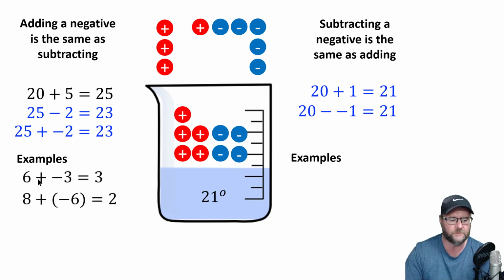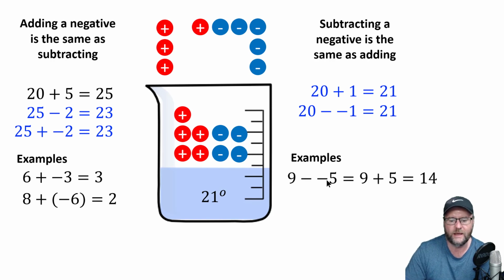Let's look at some examples. 6 plus negative 3 equals 3 because adding a negative is the same as subtracting. 8 plus negative 6. Now what the difference is here is that sometimes you might see the negative numbers written inside a set of brackets. It's okay, it's still the same thing. We've got a plus and a minus, adding a negative number. Adding a negative number is the same as subtracting, so this is just the same as 8 minus 6, which equals 2.